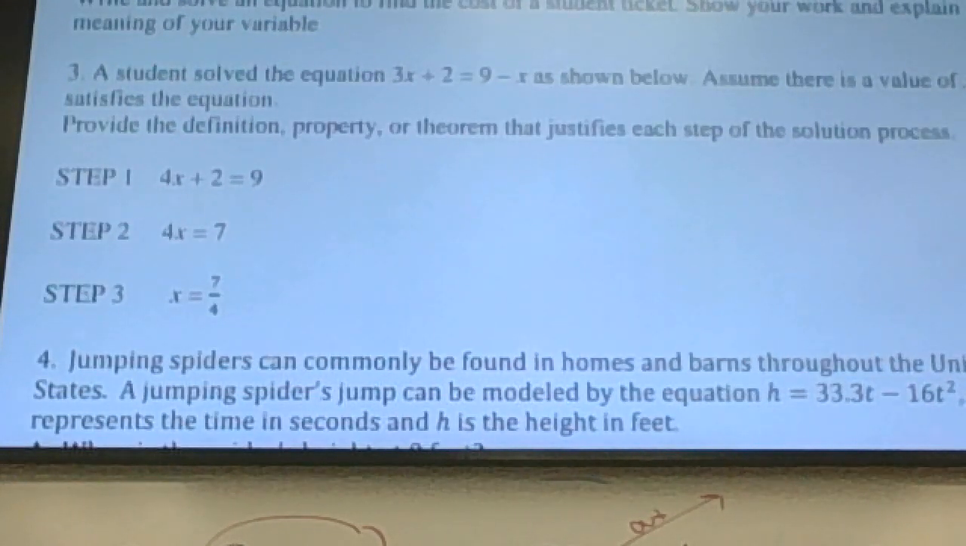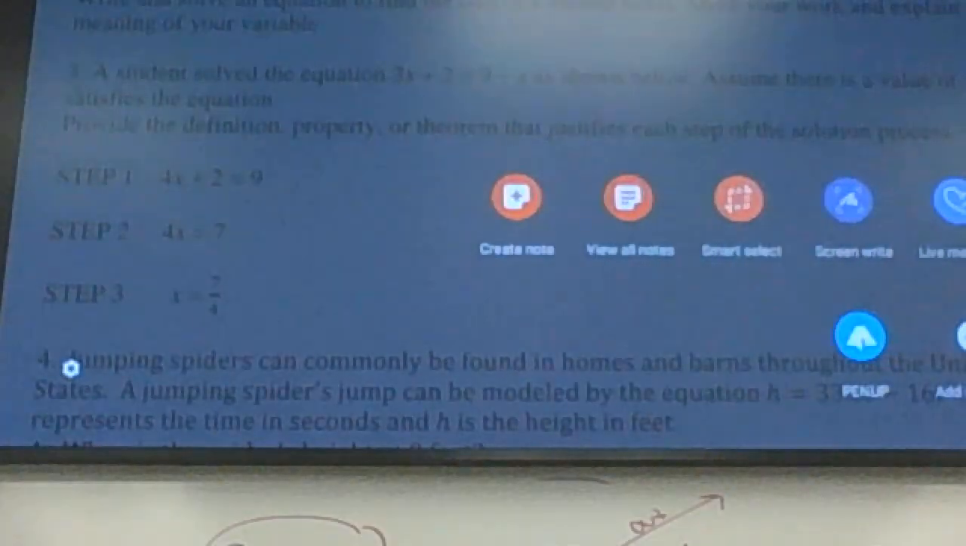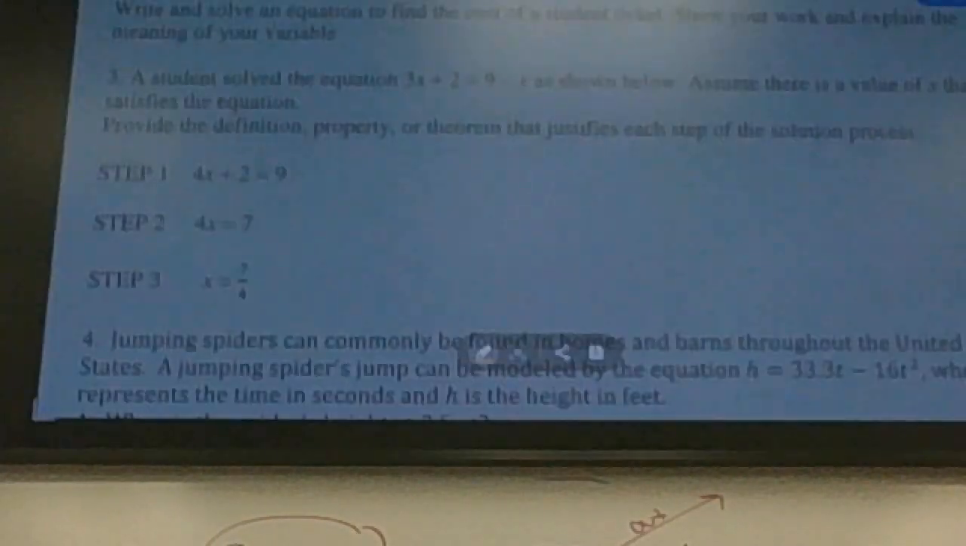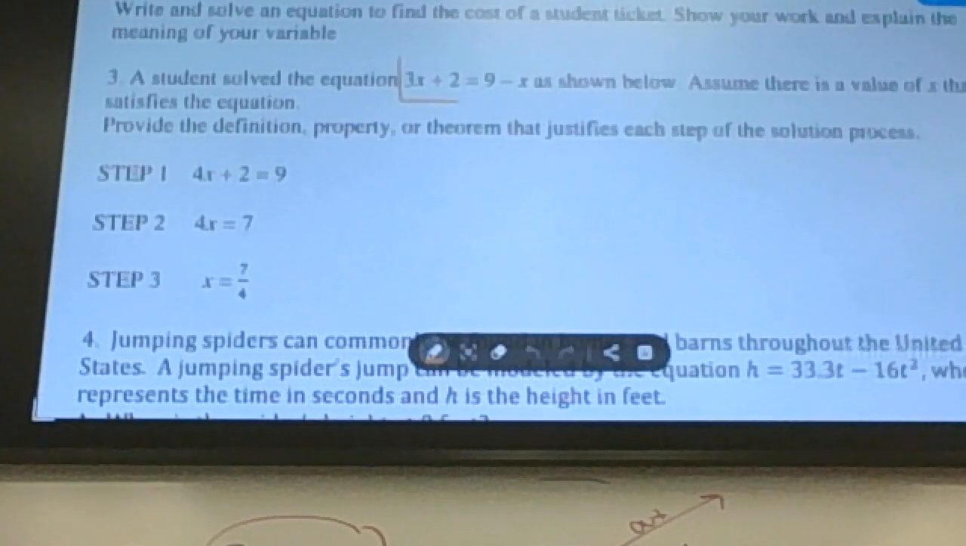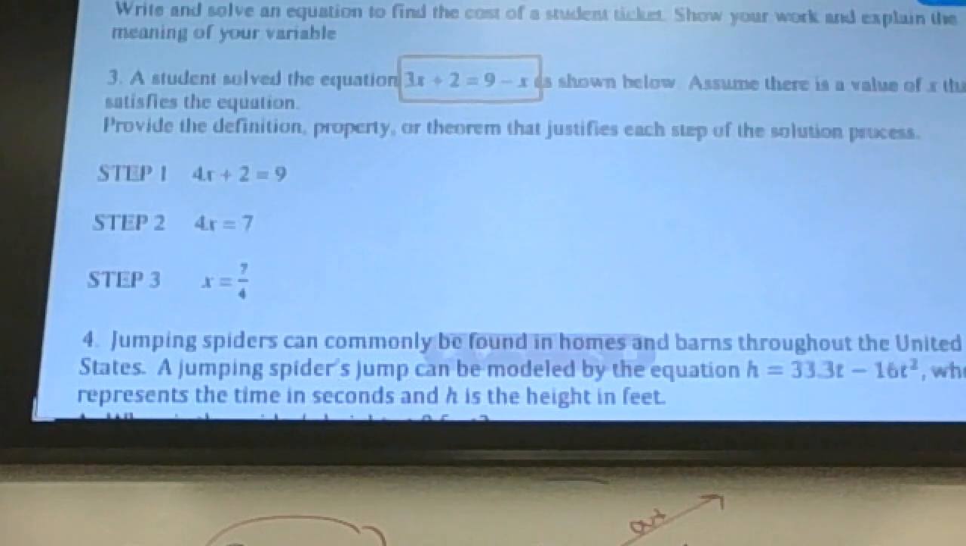Oh, wow. Do you see the problem up there? Up here, the first step was to add x to both sides. Show that. Yeah, that last one's just answer. Step 2 is answer.